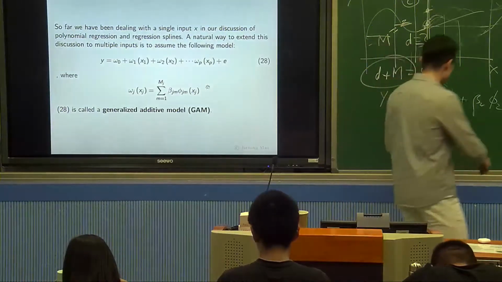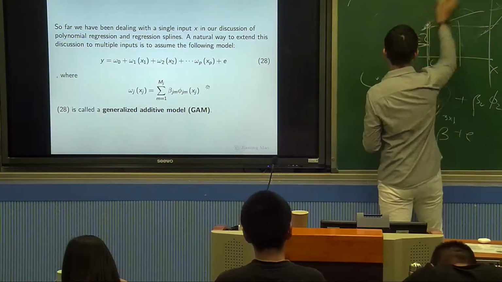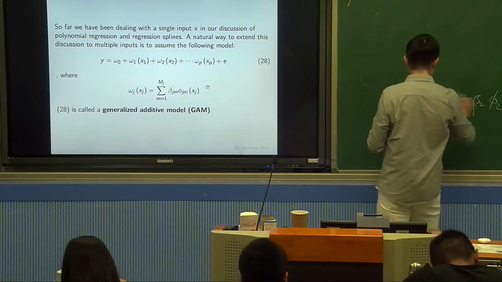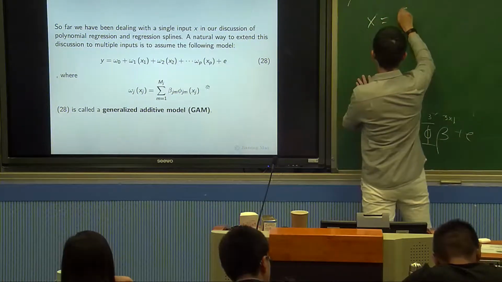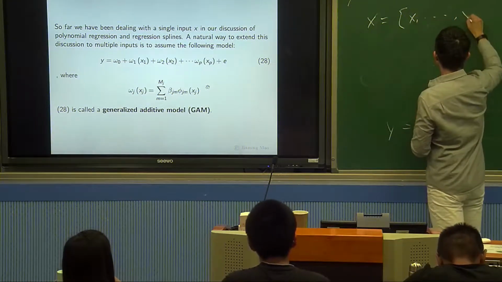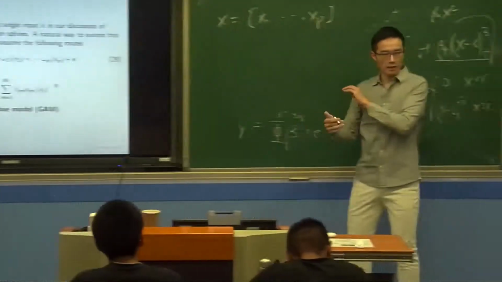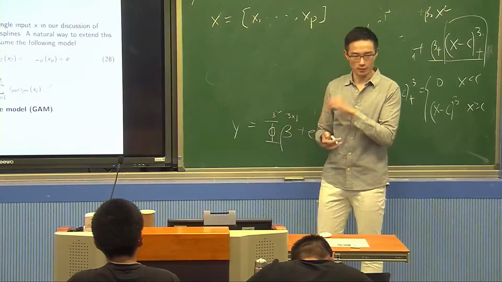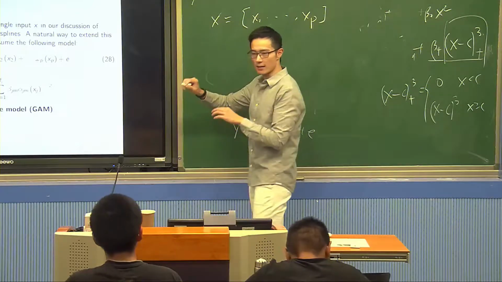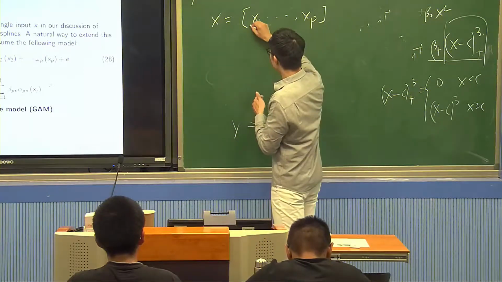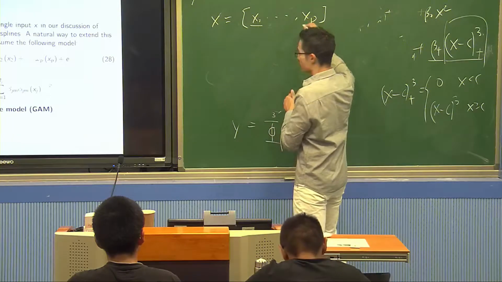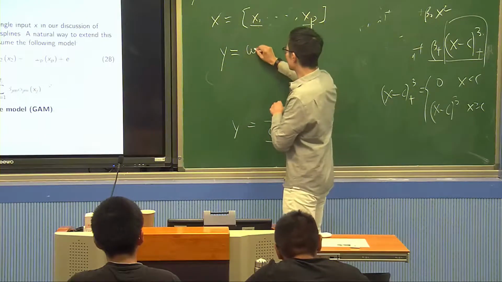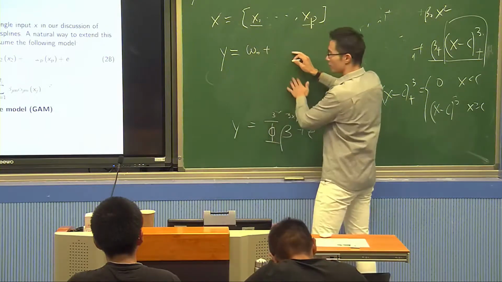A GAM is a model where suppose our x is multi-dimensional. So we have an x that is essentially x1 all the way to xp. That's p different x variables. Now, how do we model them? The GAM is a generalized additive model. Additive means we assume the effect of x1 on y and the effect of xp on y is additive.